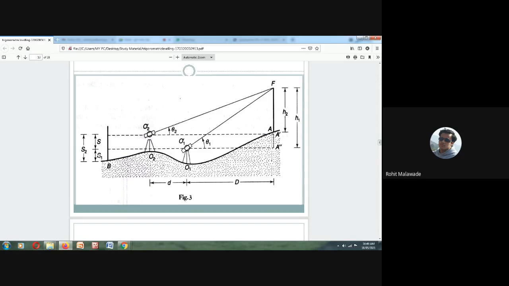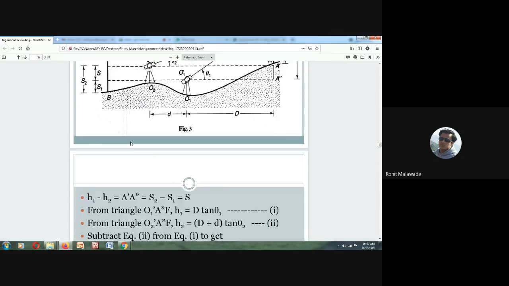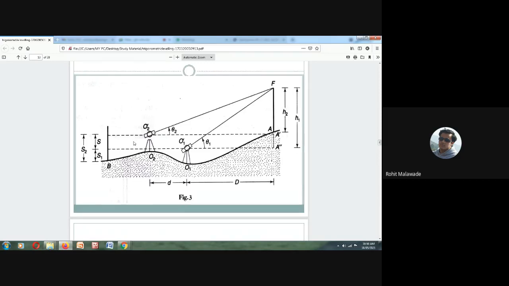This is your S1. S1 is the staff reading taken from O1 towards the benchmark. S2, here your line of illumination is over here, so you will be taking the reading over here. So the difference between S1 and S2 will be S, the difference in the line of illumination, or the difference between the two instruments is S. Okay, the height difference between the two instruments is S.